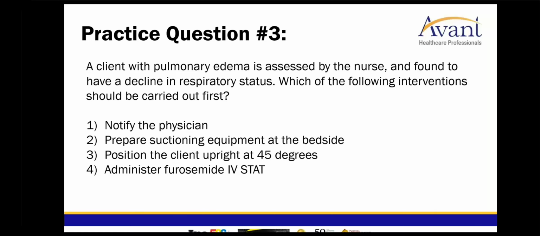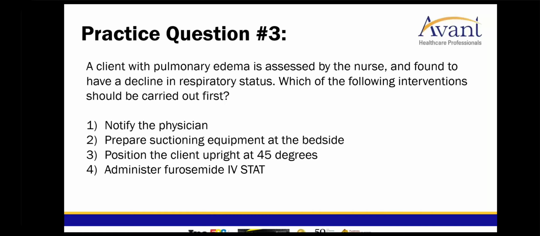The goal here is to be able to prevent the patient from going into any more difficulty with breathing and assist them to be able to breathe better. So what would be the priority? Well, is it going to be to notify the physician, prepare suctioning equipment at the bedside, position the client upright at 45 degrees, or administer furosemide IV stat?